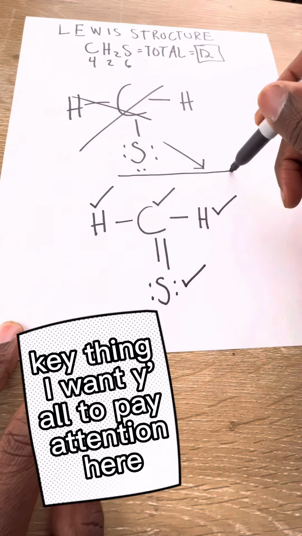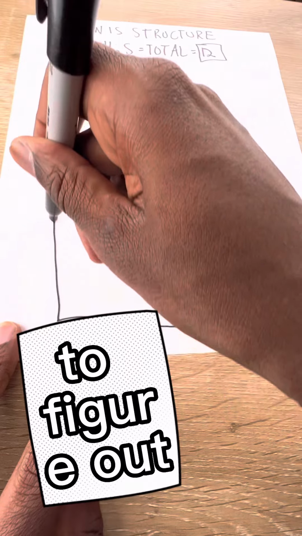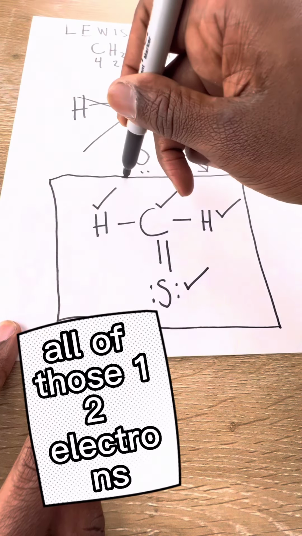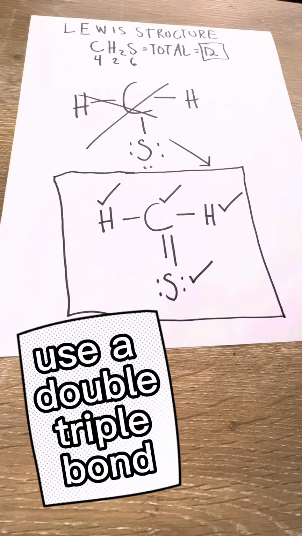The key thing I want y'all to pay attention to here is that we had to use a double bond to use all of those 12 electrons. That's a tricky thing. So if you don't have enough electrons, use a double or triple bond.